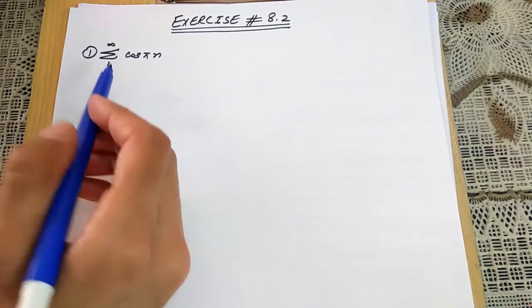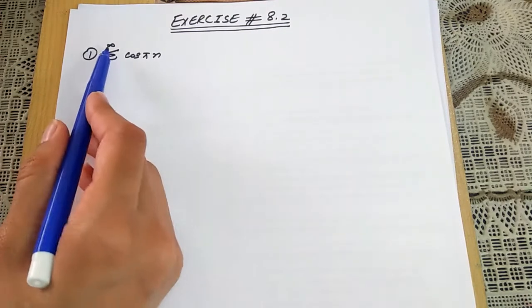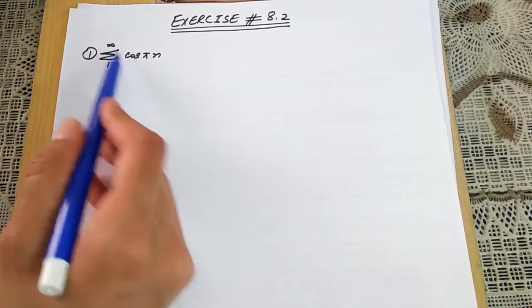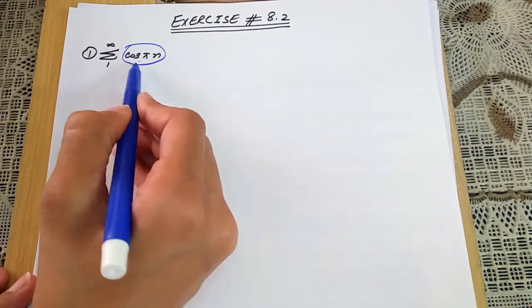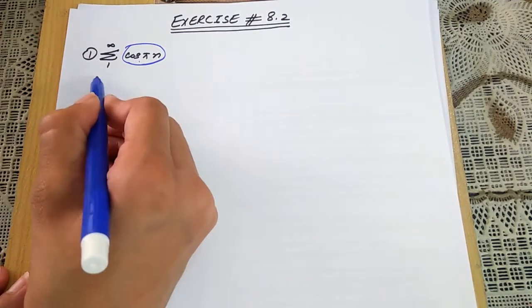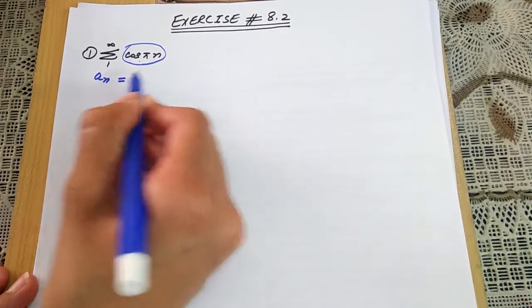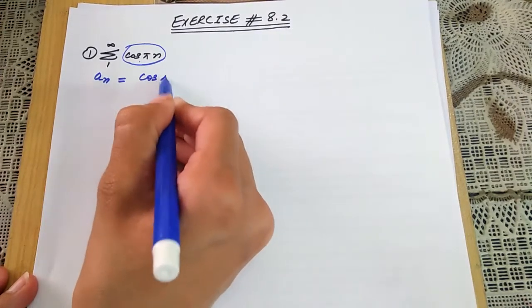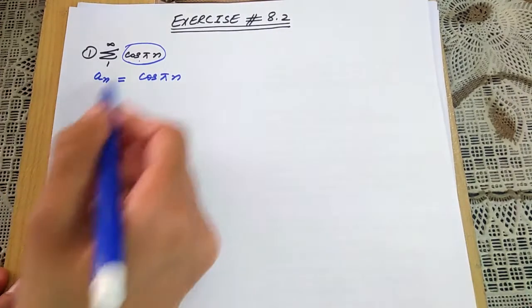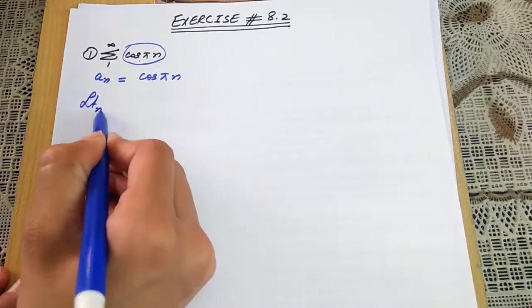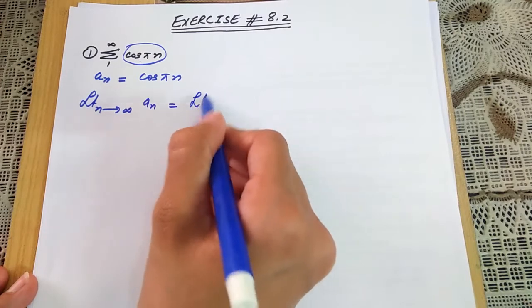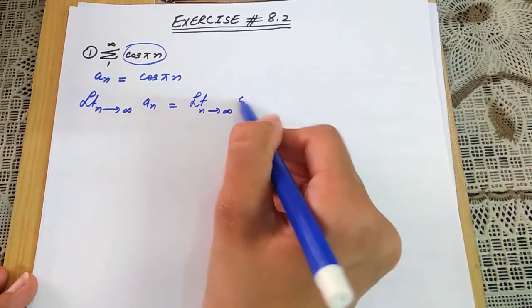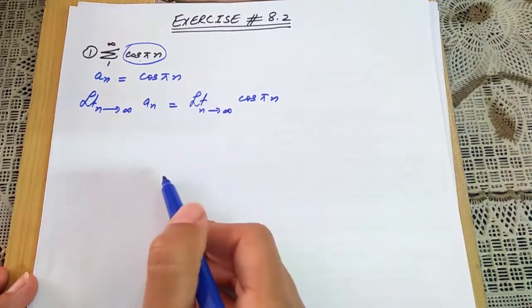The series is given, that is summation n equals 1 to infinity of cos(pi n). This function is your a_n. So here in this question number 1, your a_n equals cos(pi n). And if you apply the limit as n approaches infinity on it, it is equal to the limit as n approaches infinity of cos(pi n).